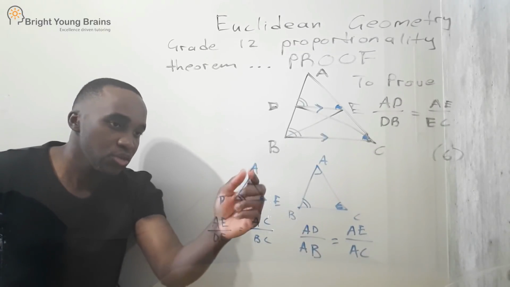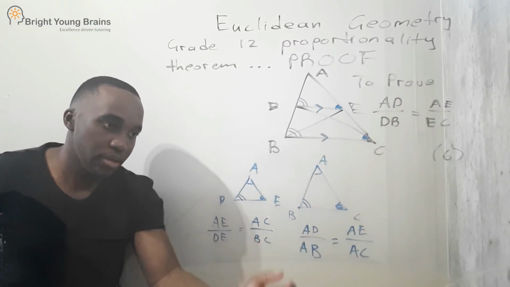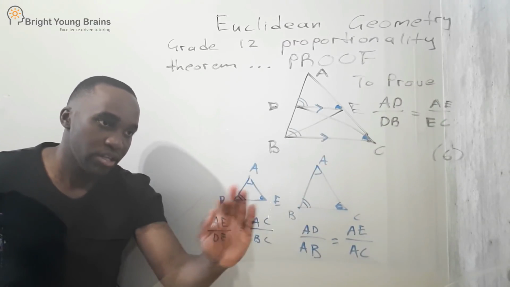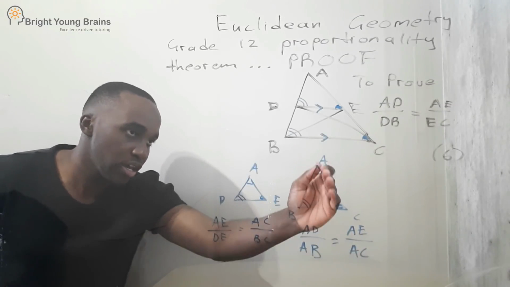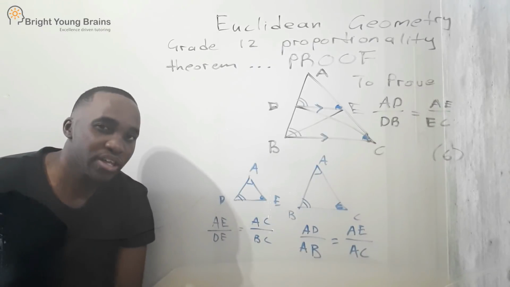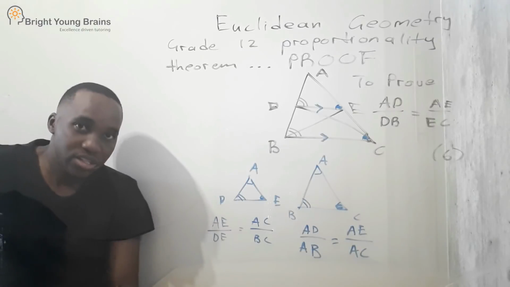What I mean is, here we used AD, and then for this one we used AB. This goes with that. They are corresponding. And then for the other portion we used AE and AC, because those go together. Now, that being said, this is the basics of working with similar triangles.